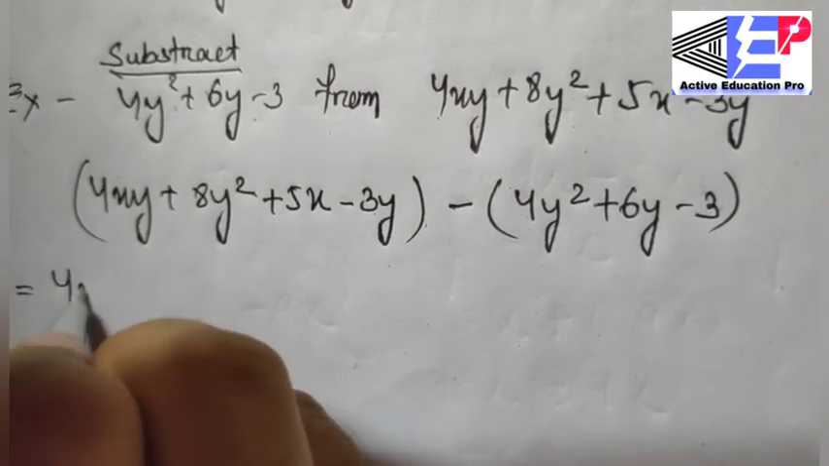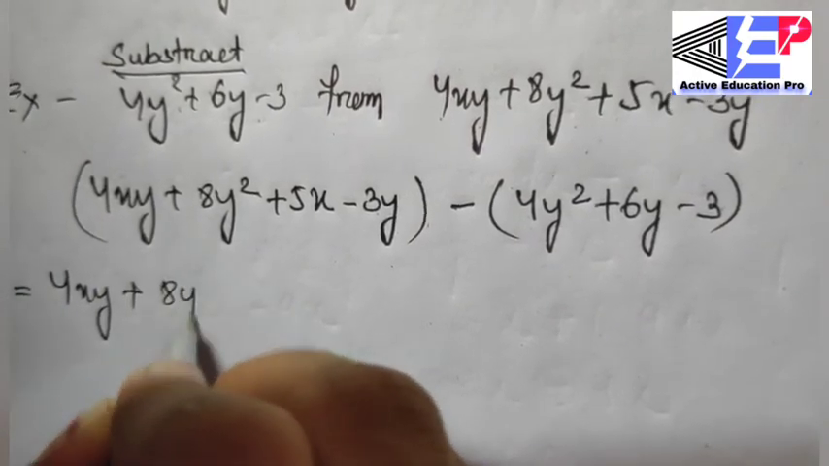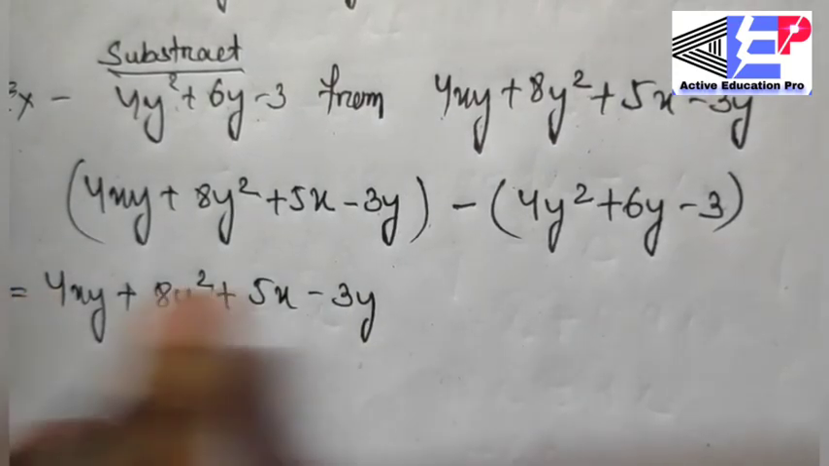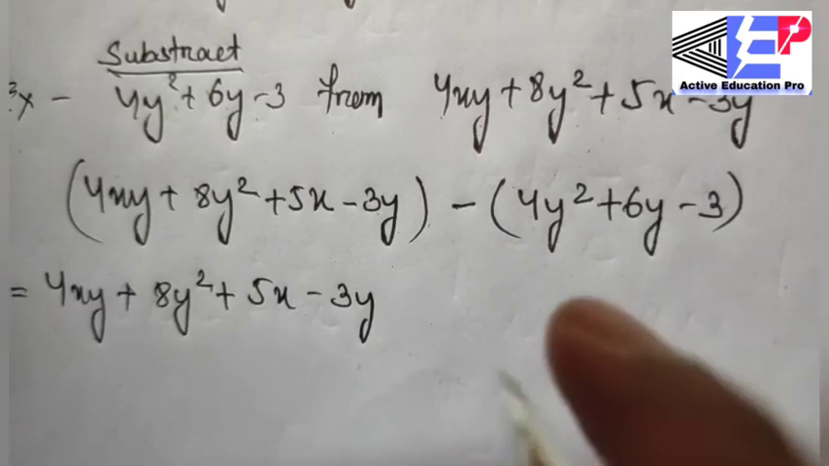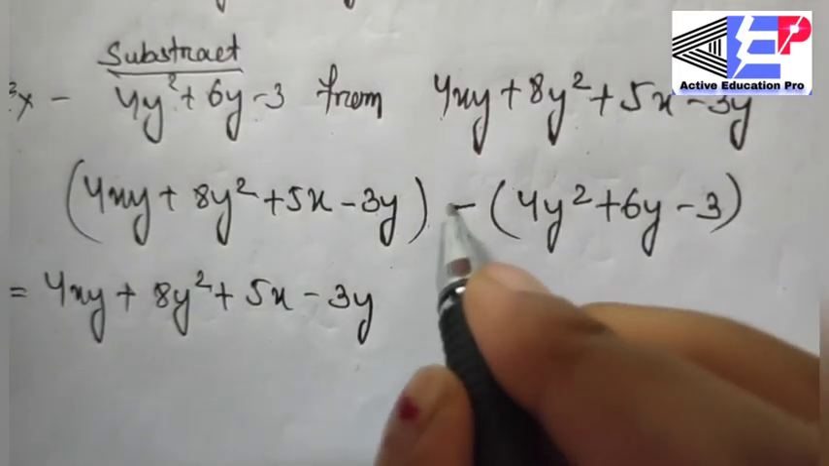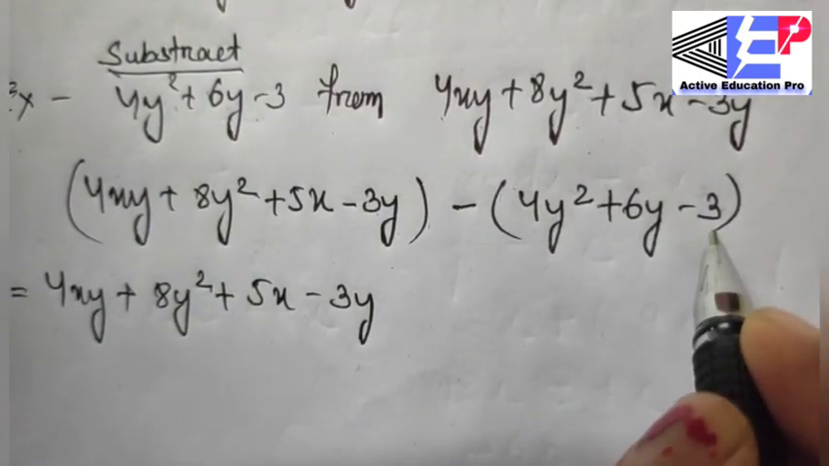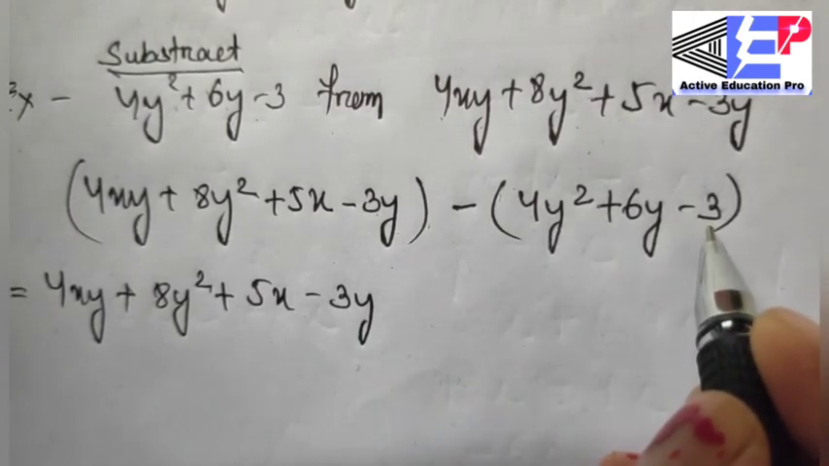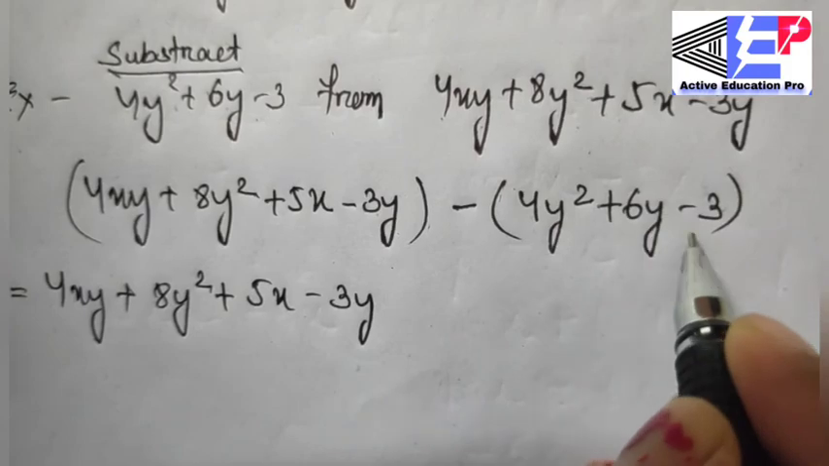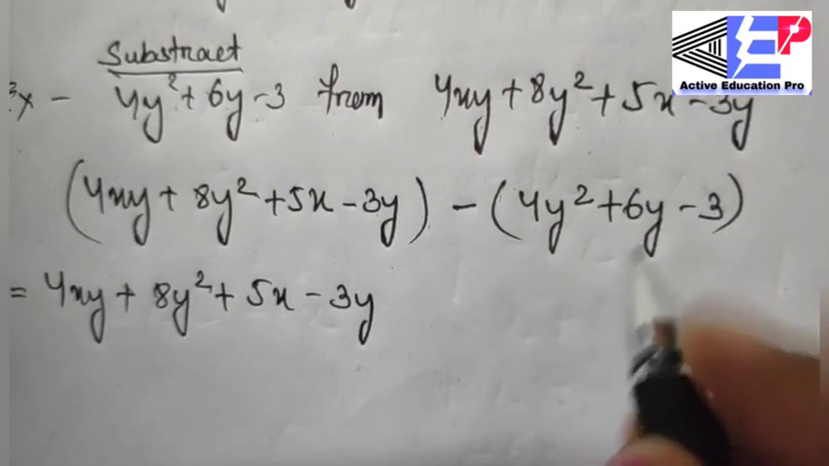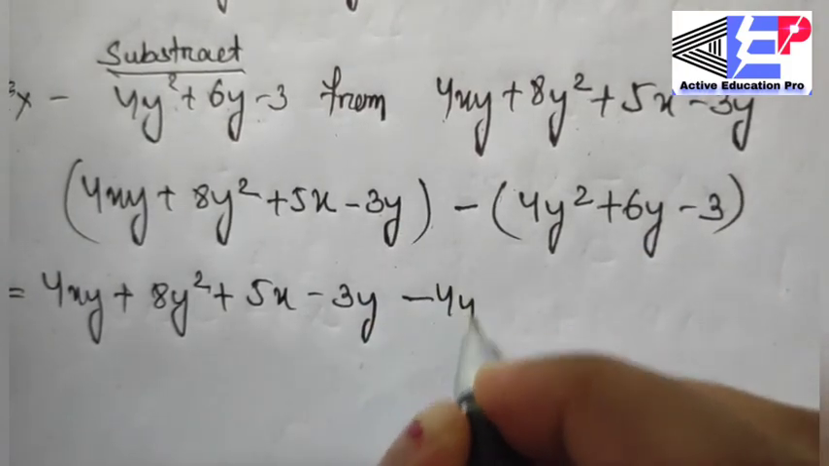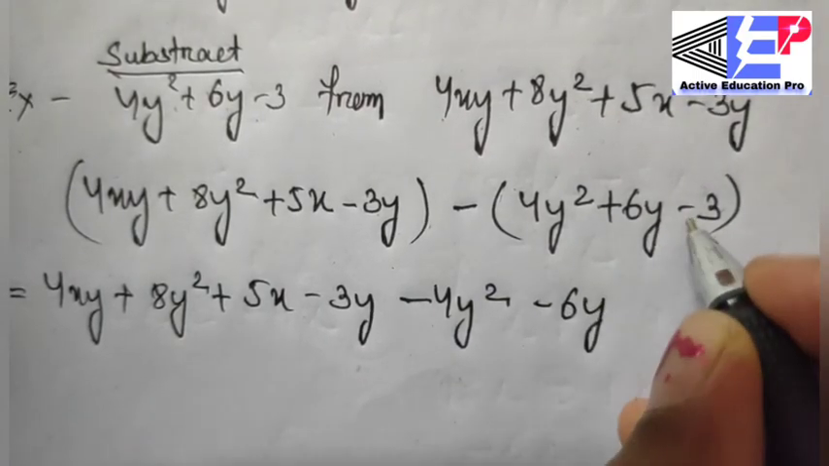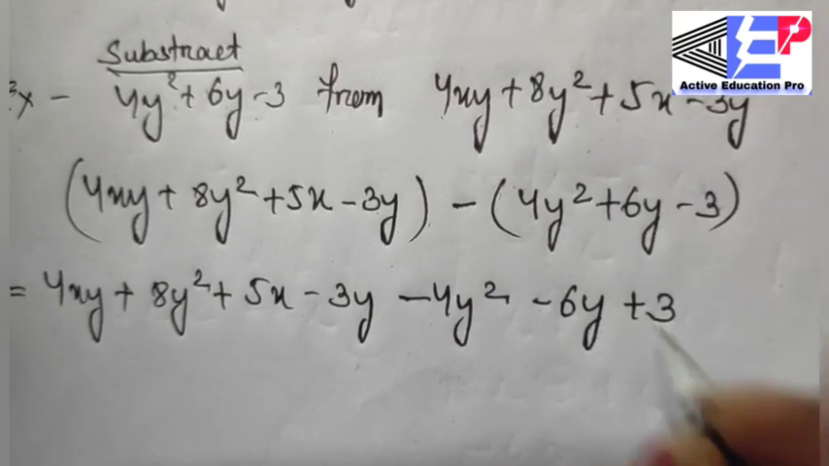First simplify it. 4xy plus 8y square plus 5x minus 3y. As well as you write the first expression. Then there is a negative mark outside of the bracket. So we have to change all the sign of internal term of this bracket. I mean minus 4y square. Here this is plus 6y. It will be minus 6y. Minus 3 will be plus 3.